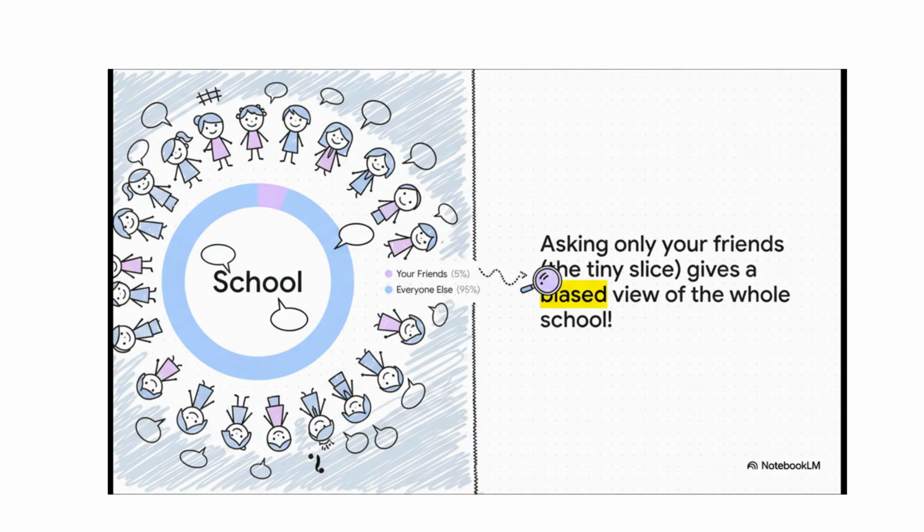That whole donut is your entire school. And that tiny, tiny little sliver, that's your group of friends. If you only ask them what they think, you're completely ignoring what everybody else thinks. Your conclusions about the school will be totally wrong. Your sample has to be representative.